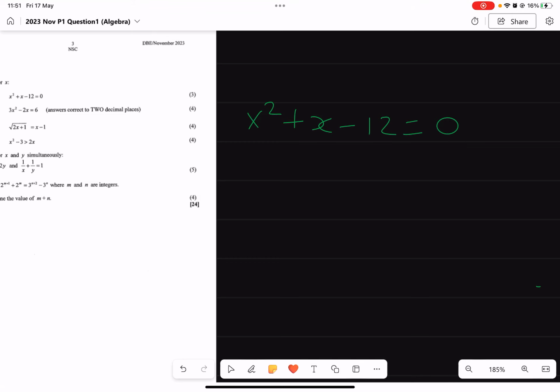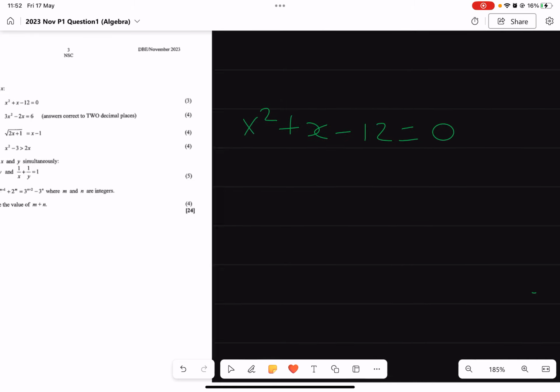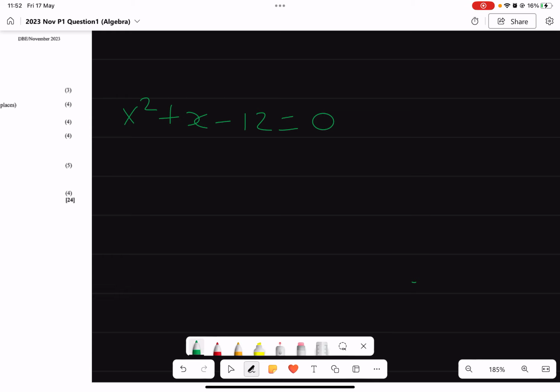Hello ladies and gentlemen, in this video we are going to be looking at 2023 November paper 1 question 1, which is algebra. So the first question, they want us to solve x squared plus x minus 2 equals 0. So obviously they're saying solve for x. Okay, so let's get to it.